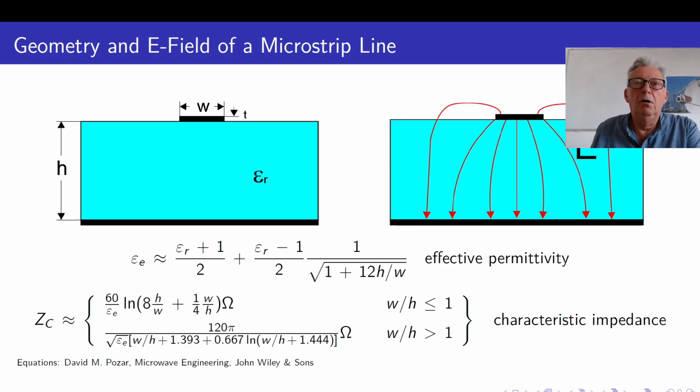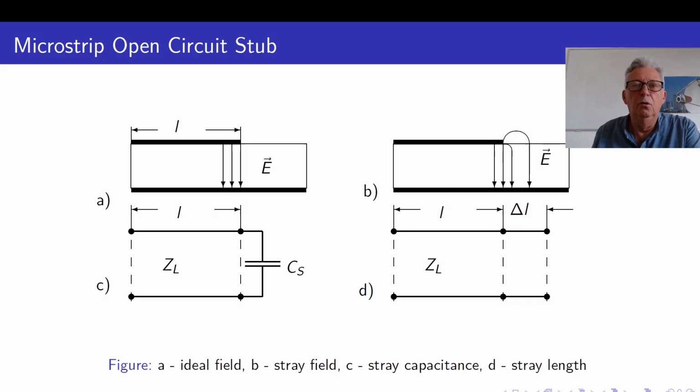But we saw also that in the TRL section there are open transmission lines, and so we must now also have a look at the microstrip open circuit stub. So in the ideal case, the open circuit stub would be like this, so the electric field lines would exactly end at the end of the transmission line.